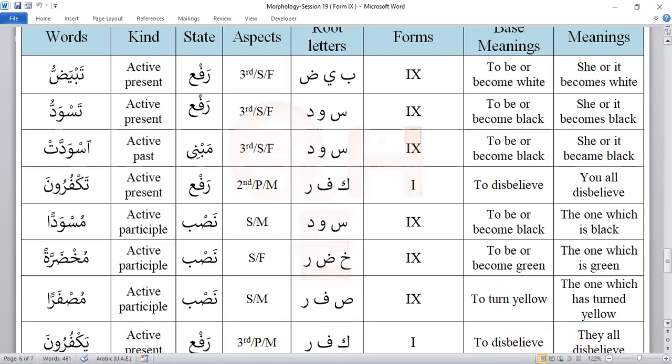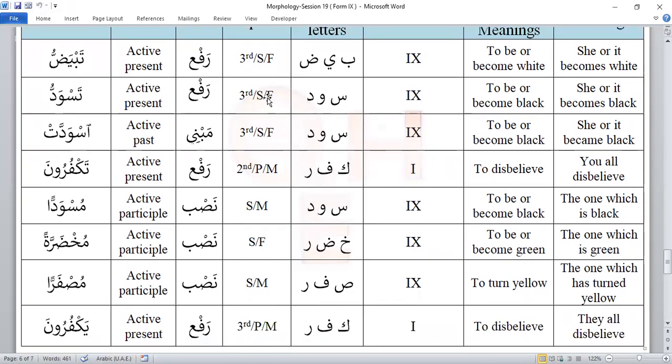We have one more word, and that is yakfuruna. Obviously, this is a simple verb, and this is form 1. So this is active present tense because the prefix has fatha. This is in the state of rafa because the ending condition did not change. It is not affected. And the root letters are kaf, fa, ra. This is form 1, base meaning to disbelieve. And because this is third person plural male, that means they. So we can say they all disbelieve.